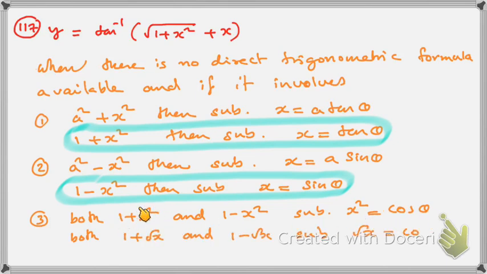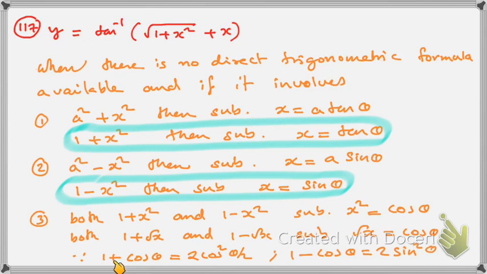Now for example, if instead of 1 plus x square, it is 1 plus root x and 1 minus root x, I will say root x is equal to cos theta. If it is 1 plus x cubed and 1 minus x cubed, I'll say x cubed is equal to cos theta. If it is just 1 plus x and 1 minus x, I'll say x is equal to cos theta. Basically what I want is, once I make the substitution, it should look like 1 plus cos theta and 1 minus cos theta. Because both 1 plus cos theta and 1 minus cos theta have got results.